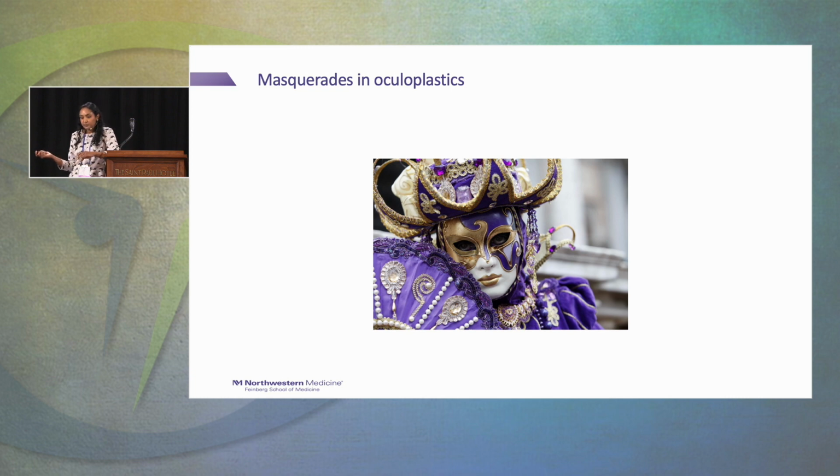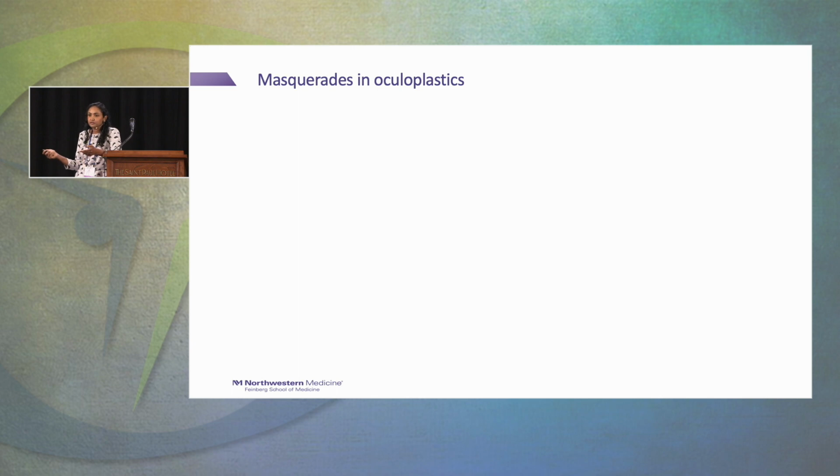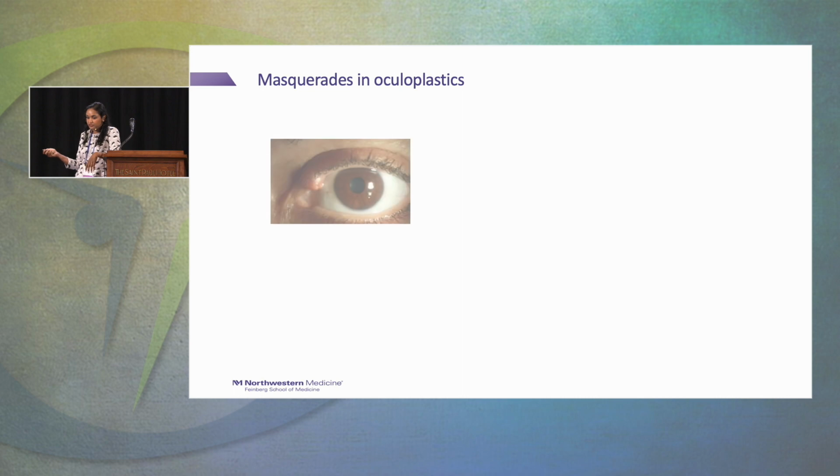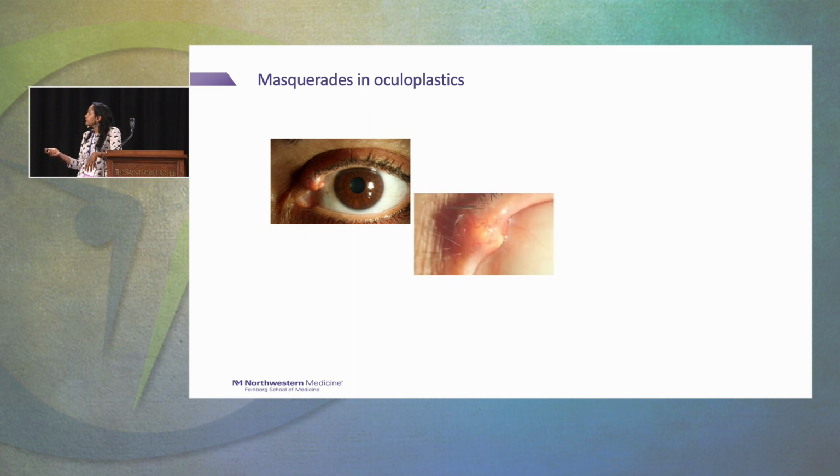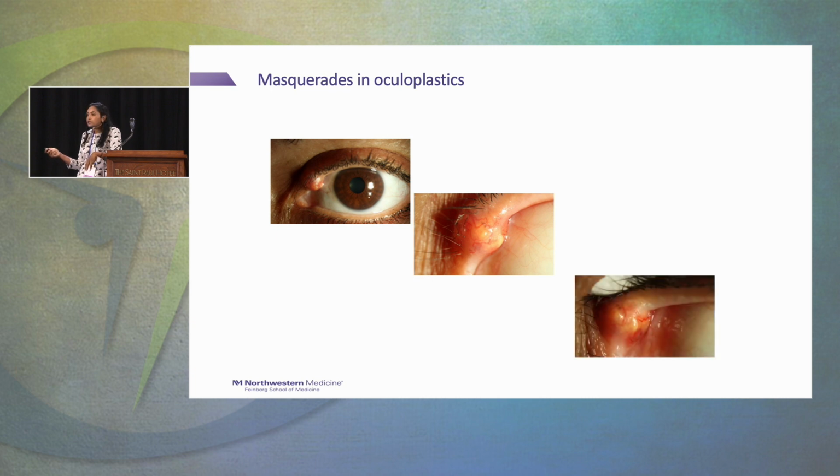So let's talk a little bit about masquerades in oculoplastics and some pearls of the physical exam that can help you to catch the masqueraders. So this is a lady, she's 50 years old, very healthy, who presents with this bump on the edge of her eyelid, kind of looking like it's related to the meibomian gland orifices, not painful, and you can see closer up, it's very isolated. It's just in that one focal area. So what might you be thinking?